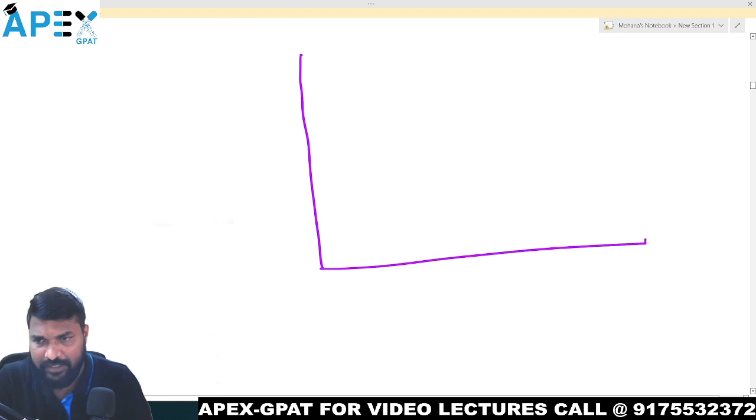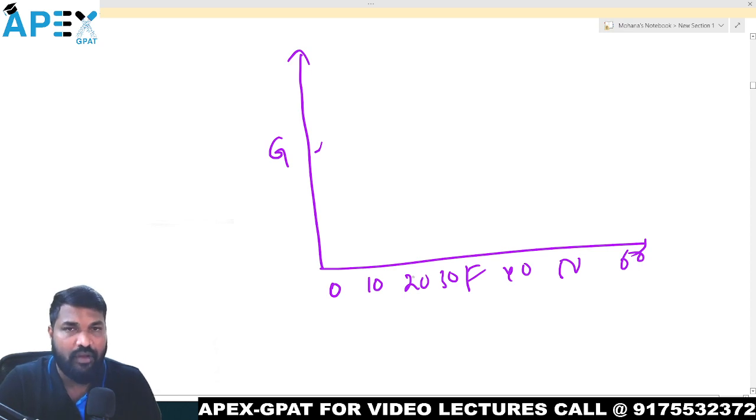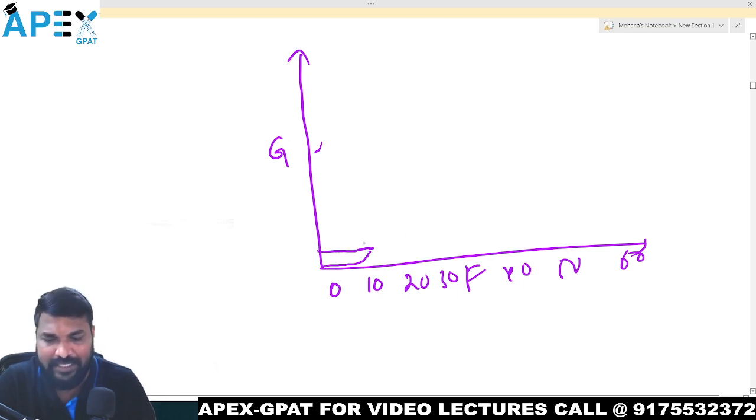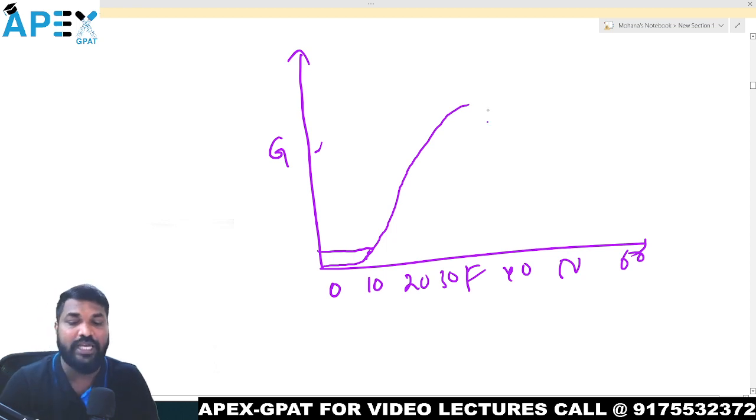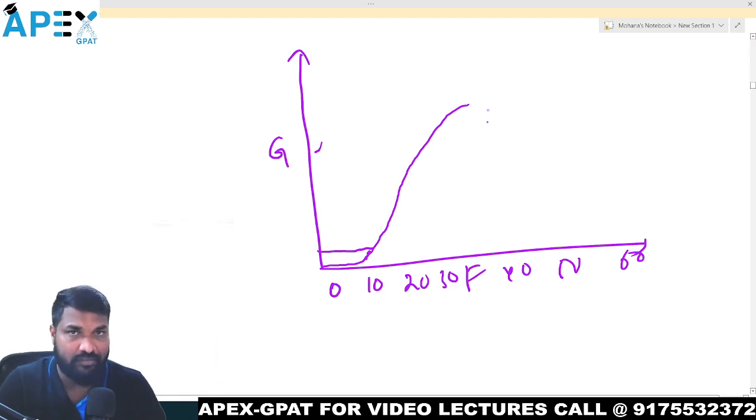this is the shear stress F. This is the rate of shear: 0, 10, 20, 30, 40, 50, 60. Now I applied 10, the flow increased by 2, very little, and as I keep increasing the shear stress, the flow is slowly increasing. But the flow is not proportionally increasing. We don't get a linear graph here.